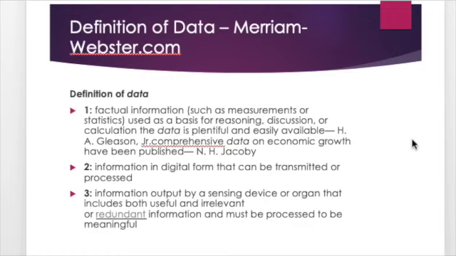Then the third definition, information output by a sensing device. So basically all three of these definitions just talk about different ways of getting the information. The first one is by observation, measurement, statistics, or calculation. The second one is obtained in a digital form. The third one is that you can obtain information from a sensing device, such as a thermometer, which senses temperature, or a device that senses the vibration of the earth, like earthquakes. Data can be redundant or not useful, just any kind of information, and it needs processing to be meaningful.